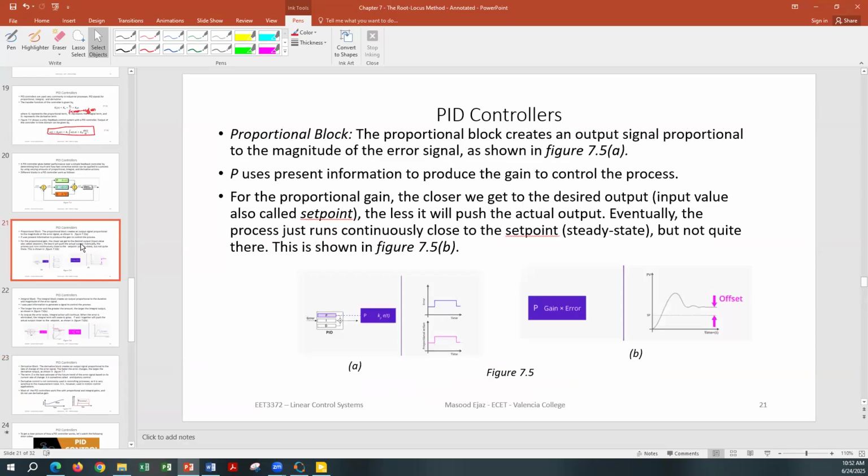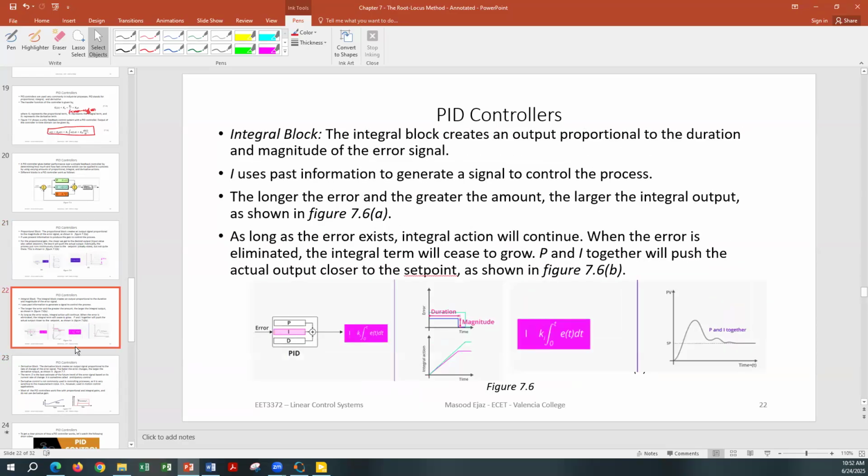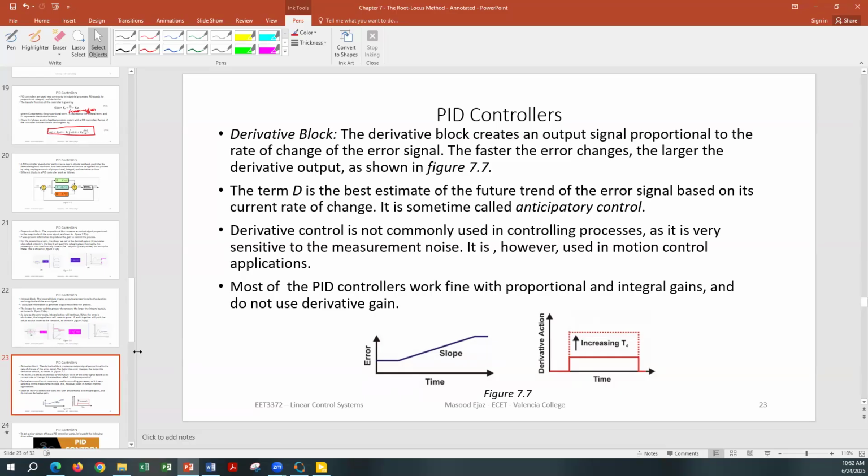So proportional is the present, integral is the past, and derivative is the estimate of the future trend of the error signal, based on its current rate of change. It is called an anticipatory signal as well.